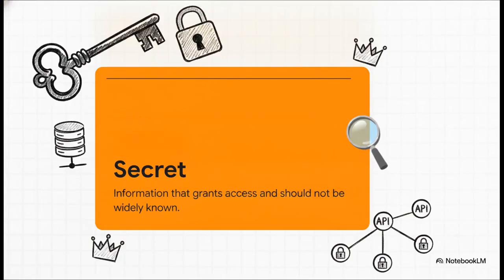Before we can protect our secrets, we need to know exactly what they are. In app security, a secret is basically any piece of information that grants access and absolutely shouldn't be widely known. We're talking database passwords, API keys, TLS private keys, OAuth client secrets, the whole shebang. The crucial thing to remember here is that these are the keys to your kingdom. If attackers find these, they don't need to hunt for some complex zero-day vulnerability. They literally just log in.